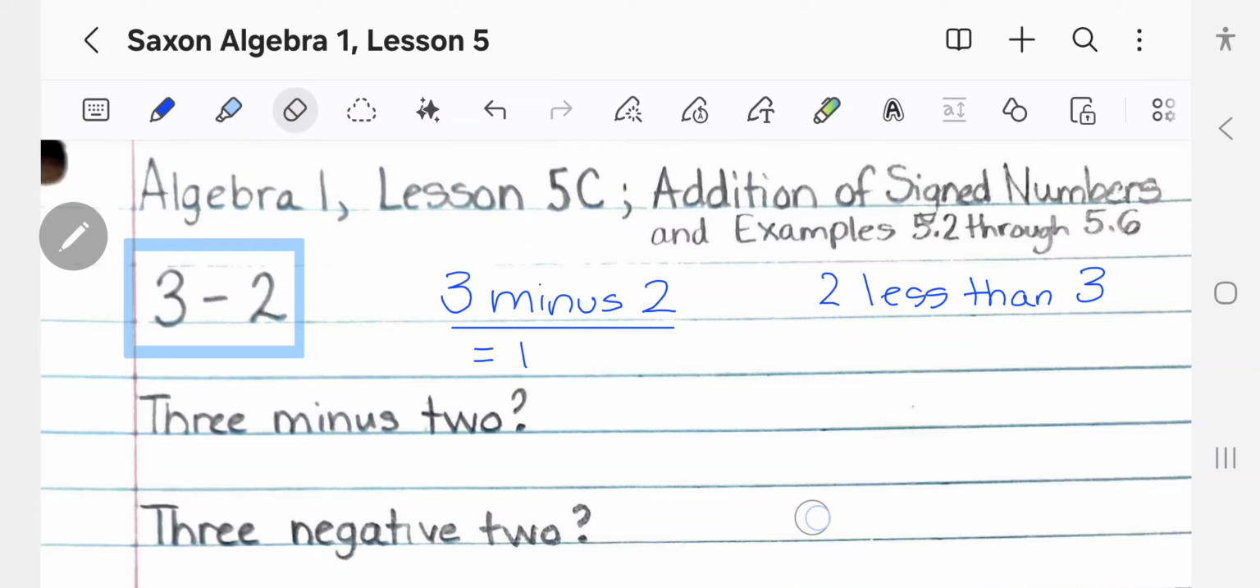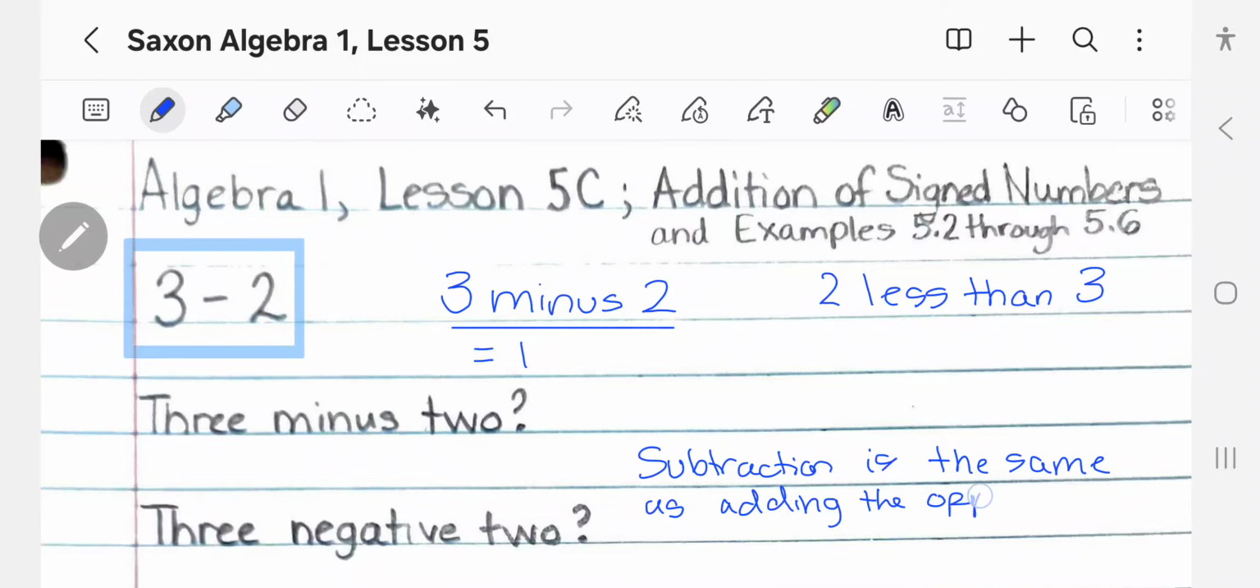Okay, and a lot of times I will tell my students this. Subtraction is the same as adding the opposite. Okay, subtraction is the same as adding the opposite.